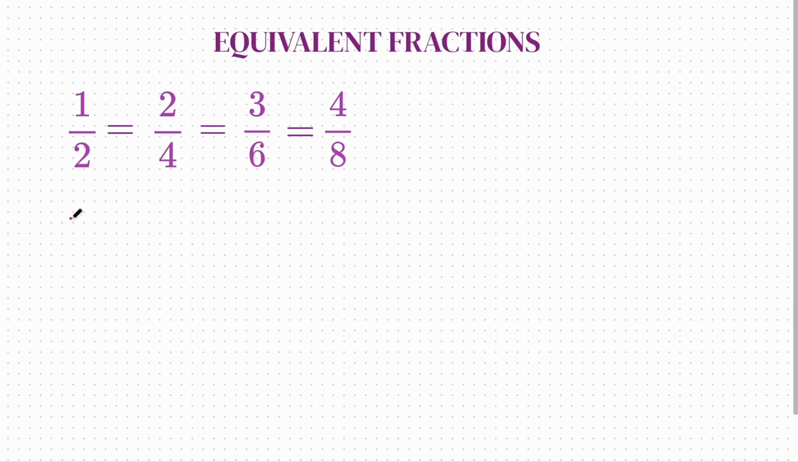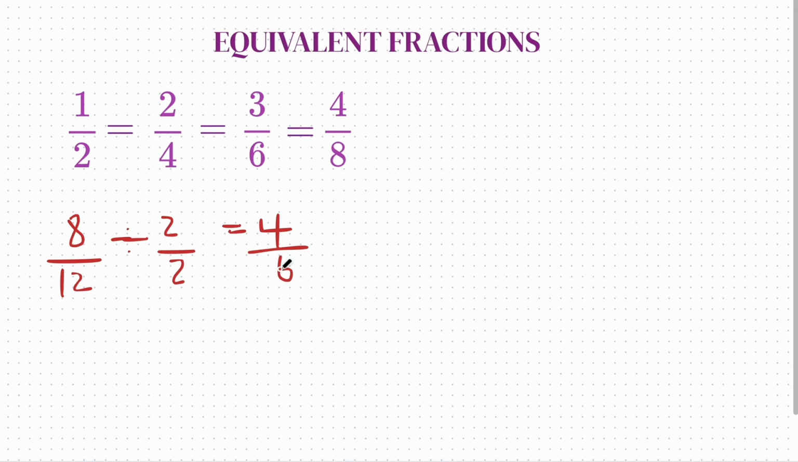Say we were given 8 over 12 and we were asked to find all possible equivalent fractions. So what number can go into 8 and 12 without leaving a remainder? Let's start off with 2. 8 divided by 2 is equal to 4, and 12 divided by 2 is equal to 6.